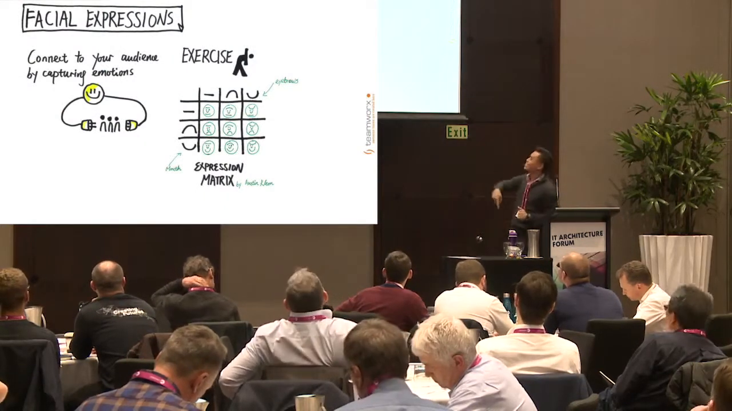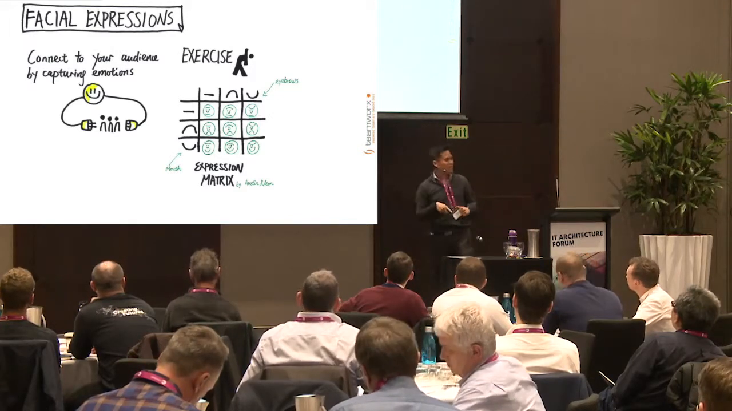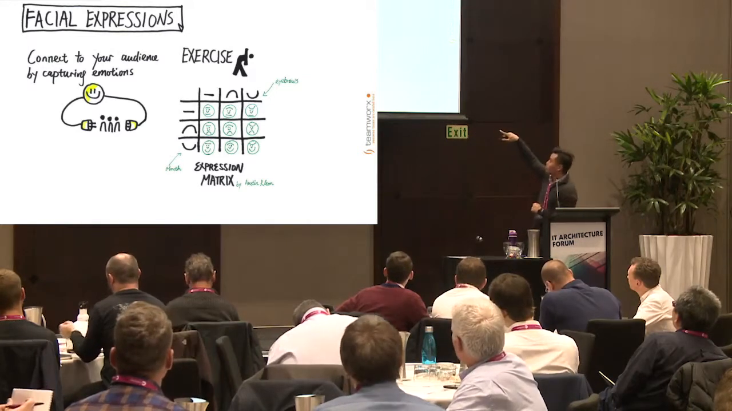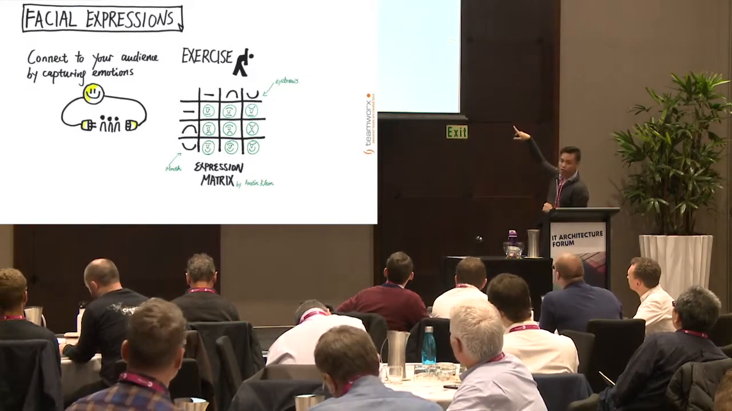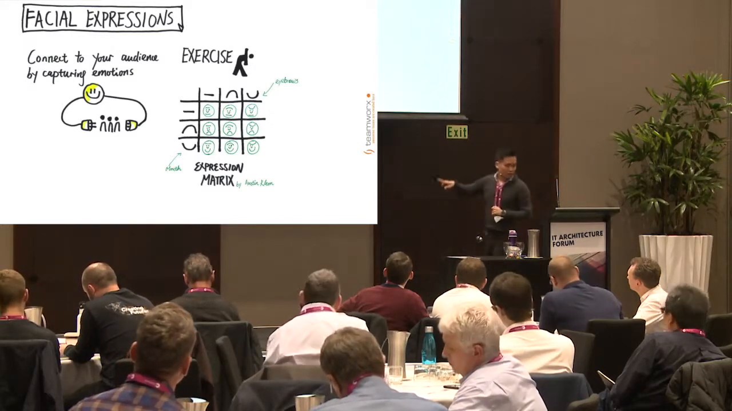Facial expressions. So I want you to draw a 4x4 grid. Draw on the top row a dash, an upside down U and a U, and the same on the vertical column. And have a crack at this.